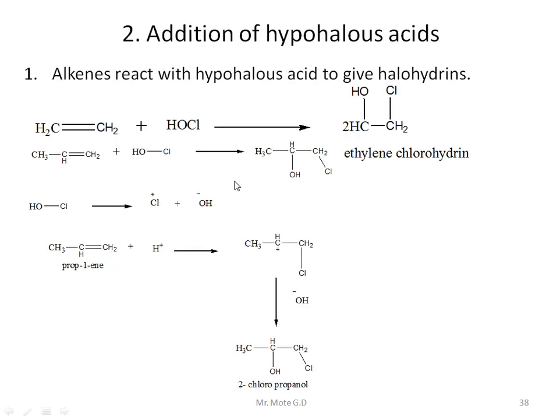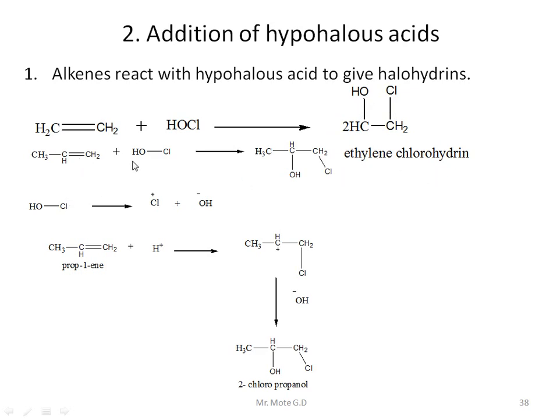Then next, addition of hypohalous acid, that means HOCl. This is ethene treated with HOCl, OH and Cl. So initially it ionizes to Cl plus and OH minus ion. Then OH goes to there and Cl goes to there. The electrophile is attached to the double bonded carbon atom which has the highest number of hydrogen atoms. So the product is ethylene chlorohydrin. Ethylene treated with HOCl, OH goes to there, Cl goes to there to form ethylene chlorohydrin.